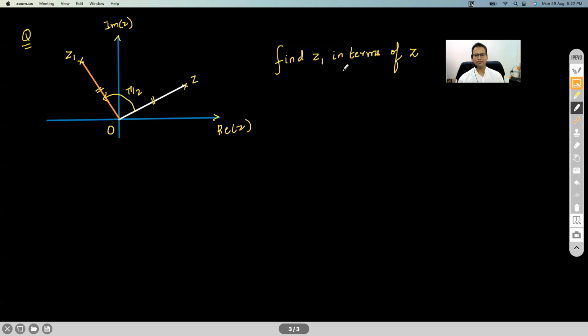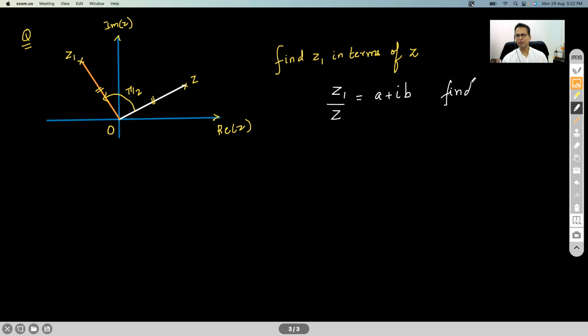Okay, Pratik, I'll make your life easy. Let us say I want Z1 by Z represented as a complex number. Let me change the question. Z1 by Z is a complex number A plus iB. Find A and B. Saket, absolutely right. Your result is absolutely correct. See, very simple.